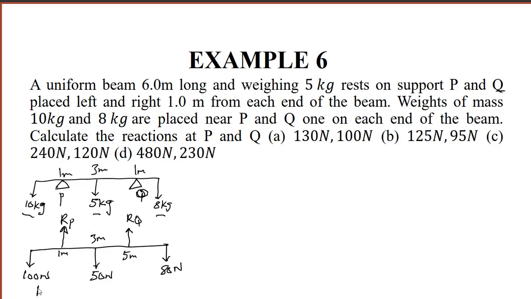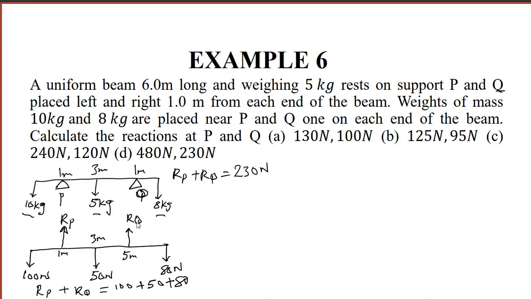So how do we write that? We have reaction P plus reaction Q will be equal to 100 plus 50 plus 80. So we are going to now have reaction P plus reaction Q that will be equal to 230. So that's the first condition for equilibrium.